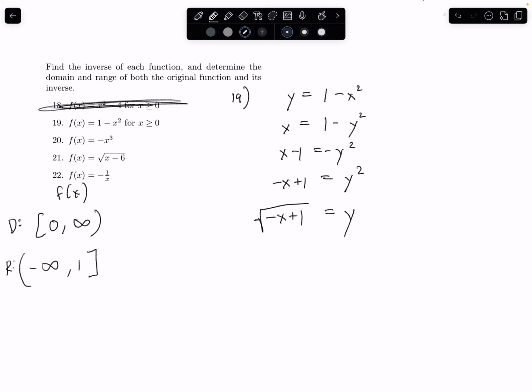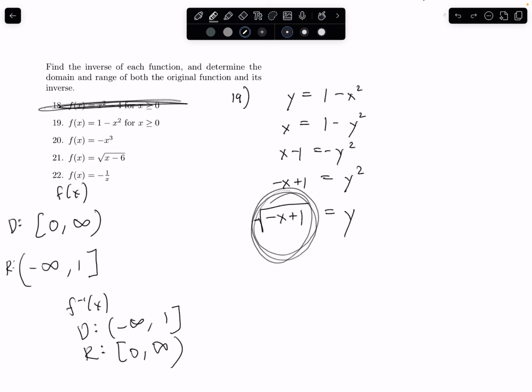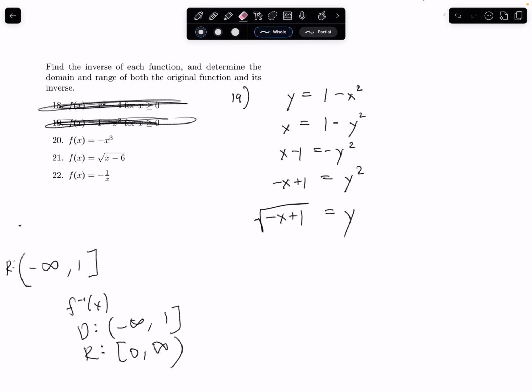So that means that for f inverse, the domain and range should be switched. Negative infinity to 1 is the possible values. That makes sense here because this is a negative. And then the range is from 0 to infinity. That's matching this part, right? If I take a square root of something, I can get 0, and I can get anything bigger, but I can't get anything else. So that's it. Number 19 down. All right.